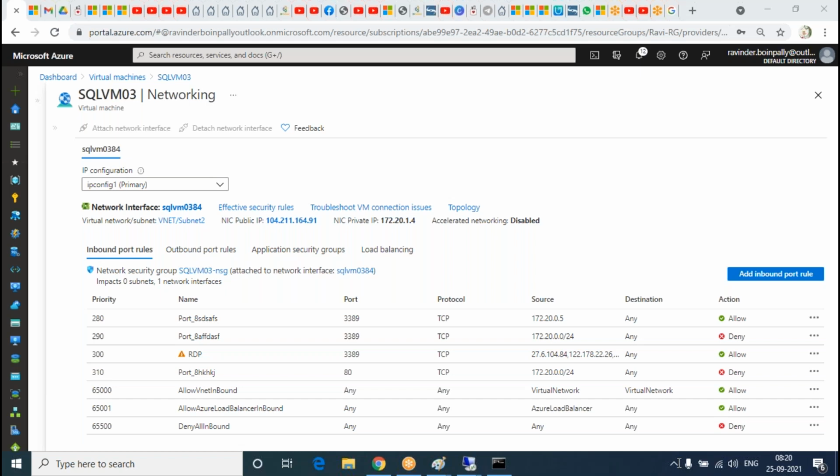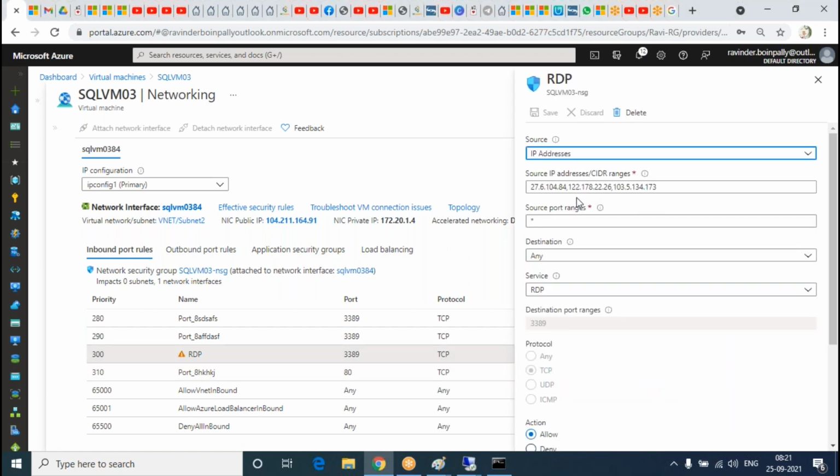No, it didn't allow. I don't know. Try again. Is it your public IP only, right? This one? 122.178.22. Are you on your office laptop? One second, because by mistake I gave my own IP. That's it. Yeah, it's allowing. Yeah, it's allowing 104.211.164.91. Yeah. Right. Why is it allowed? Because I allowed three IPs only from the external world.